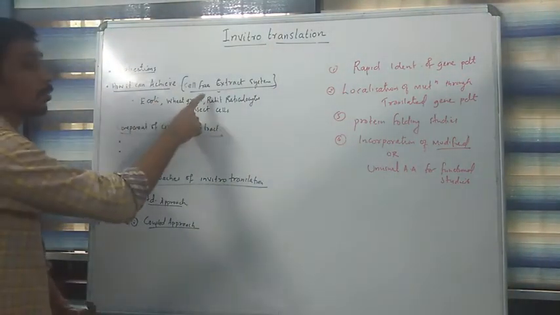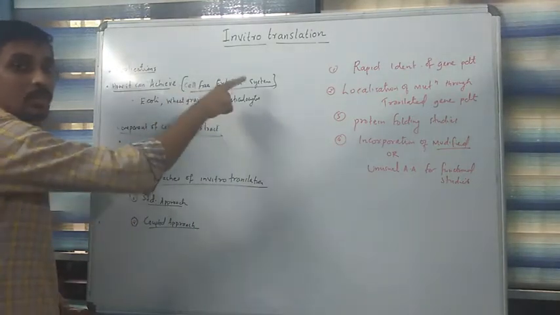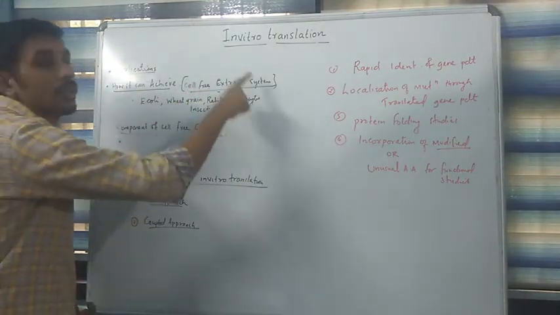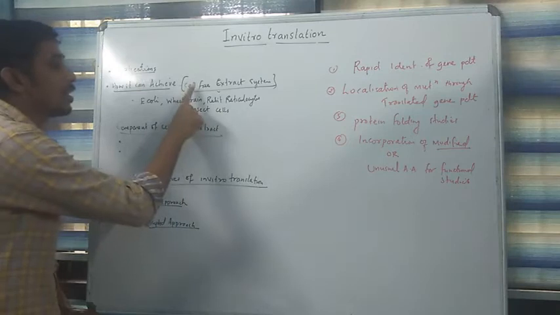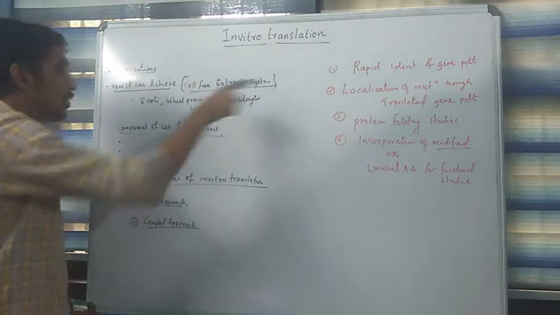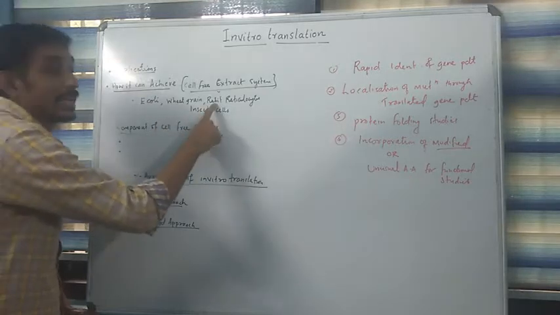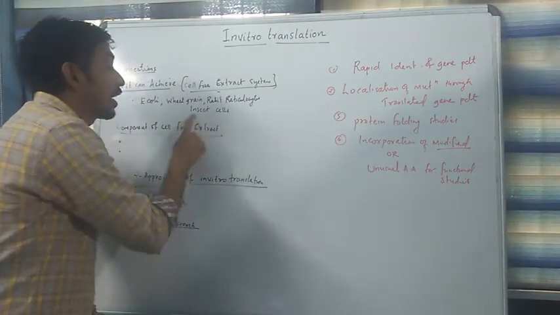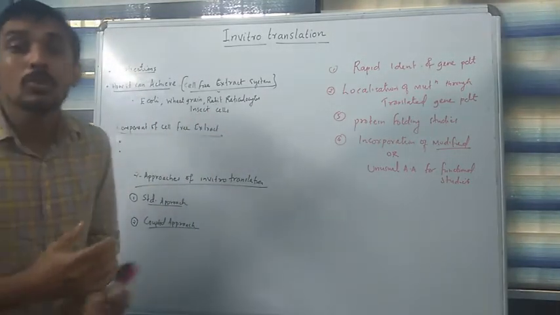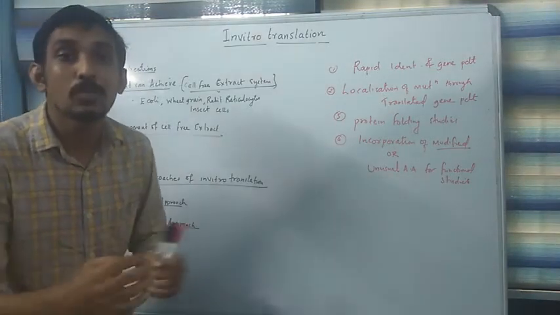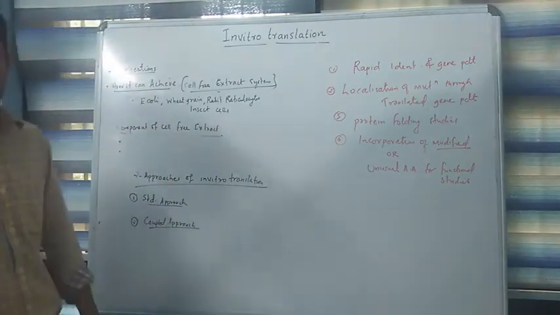So how can we achieve it? We can achieve in vitro translation by using a cell-free extract system. We can get cell-free extract from the E. coli cell, like that wheat grain cell, like that rabbit reticulocyte, and we get insect cells. These are the most commonly used cells for preparing cell-free extract.